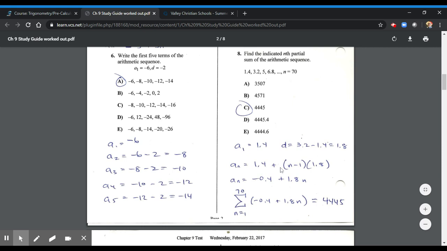So 1.4 plus n minus 1 times d, I could rewrite that as negative 0.4 plus 1.8n. Write it like this. Now I could figure out what that sum is the hard way, or I could use my calculator to do it the easy way and figure out that it's equal to 4445, which is C.